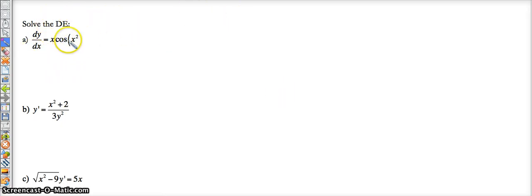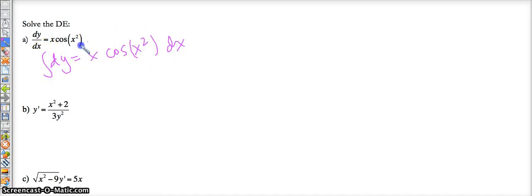This one is a cute one because if you look at it, all of this is in terms of x. So again, if I want to solve a differential equation, the goal is to separate to integrate. So with that said, this is a cutie patootie because I just have everything in terms of x. So all I have to do is multiply both sides by dx and integrate both sides. So this is going to give me dy is equal to x times cosine of x squared dx.